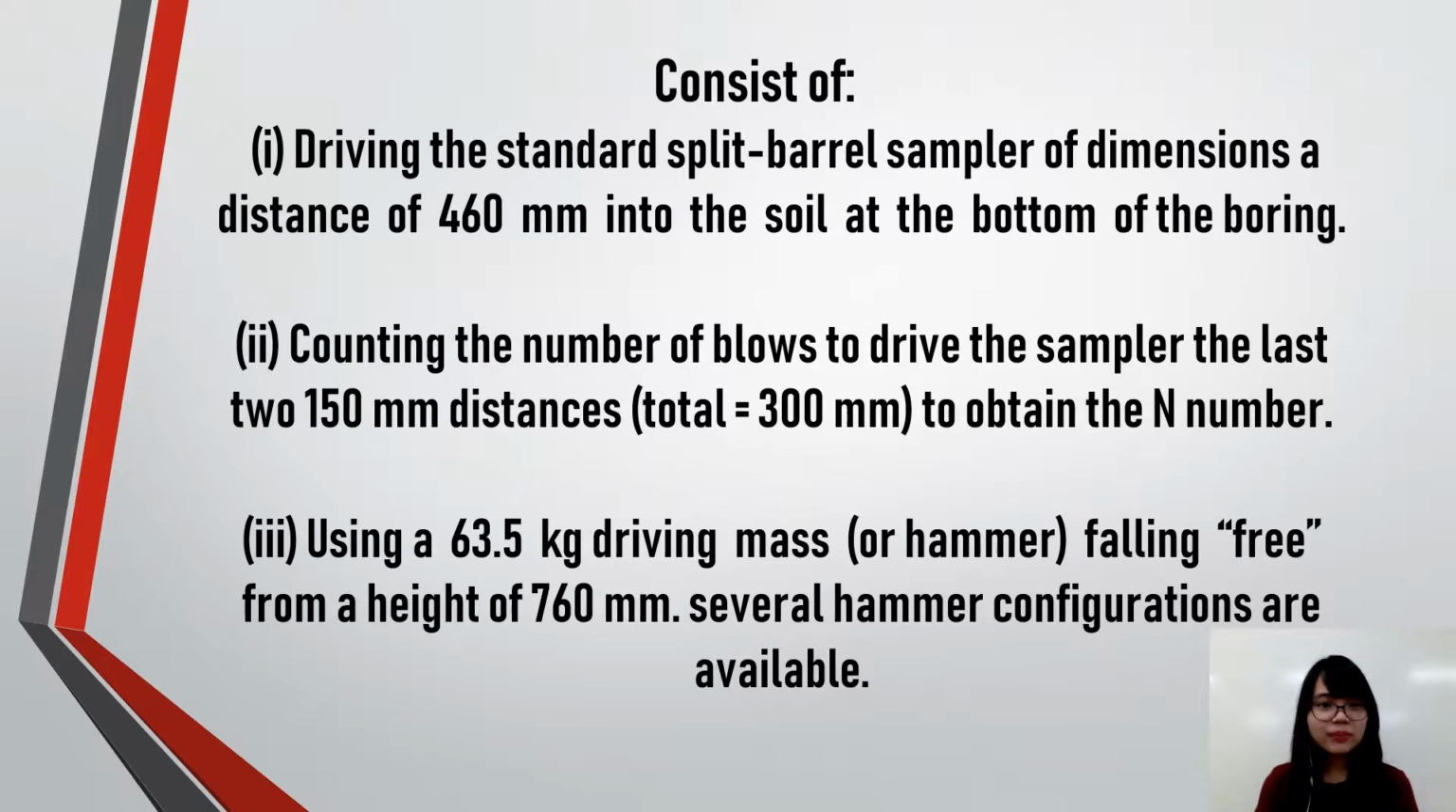This test consists of mainly three things. First is driving the standard split barrel sampler of standard dimensions a distance of 460 mm into the soil at the bottom of the boring. Second is counting the number of blows to drive the sampler the last two 150 mm distances, a total of 300 mm, to obtain the N number. Third is using the 63.5 kilogram driving mass or hammer falling free from a height of 760 mm. Several hammer configurations are available.